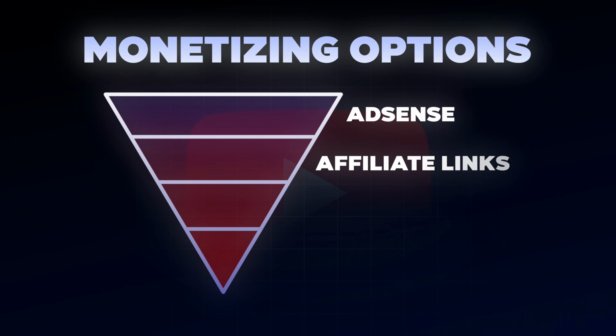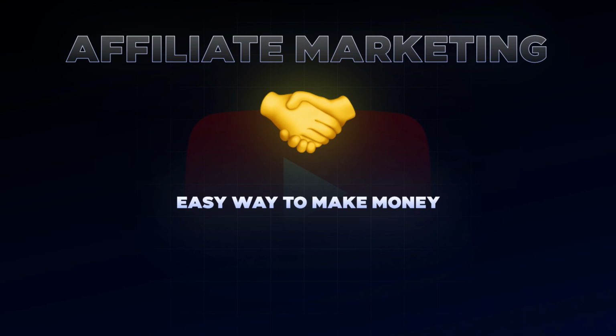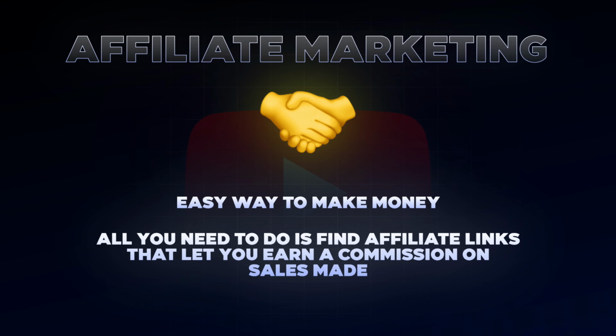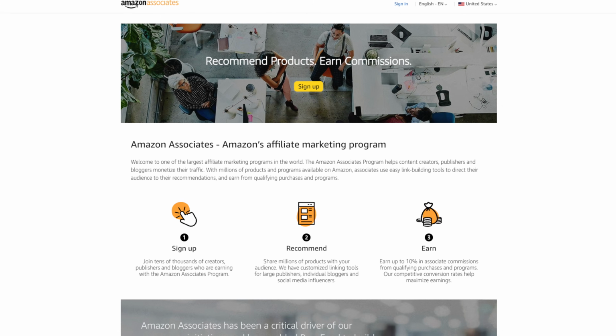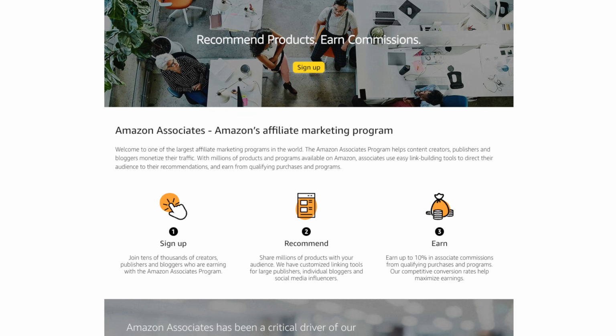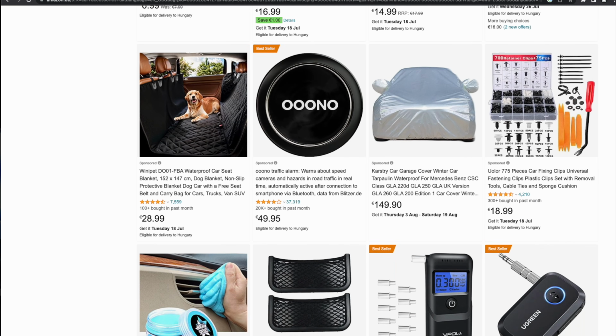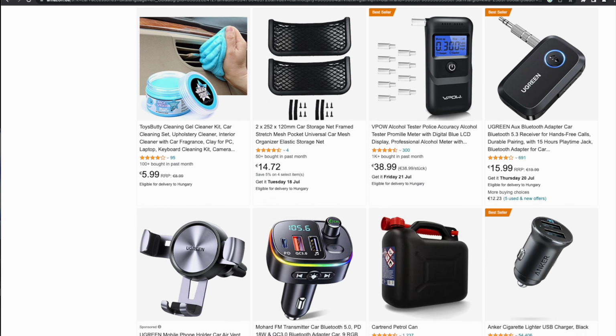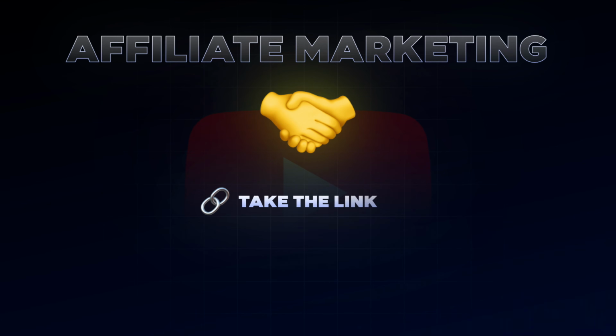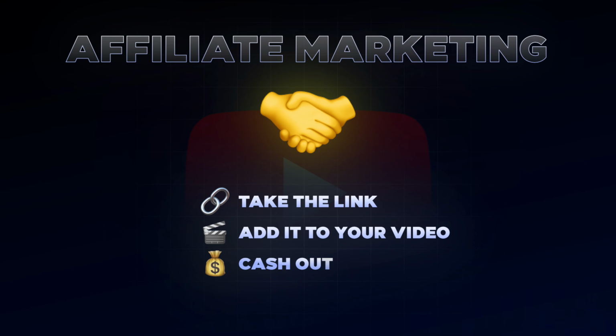The next level is a little bit less passive, but basically requires no work at all. One of the big ones here is affiliate marketing. This is an easy way to make money, and where all you need to do is to find affiliate links that will let you earn a commission on the sales made. For example, you can easily sign up for the Amazon affiliate program and generate referral links for the best-selling products related to your video. Then, all you need to do is take the link, add it to your video, and watch the money hit your account. Keep in mind, this is just the surface level explanation.